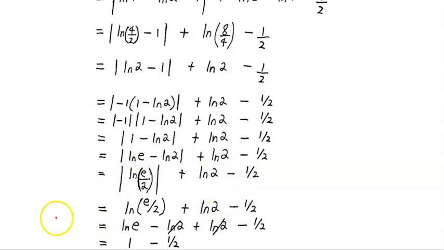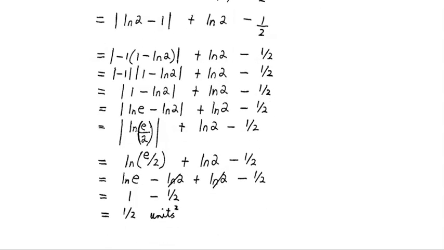Okay, again, having freed ourselves of the modulus sign, we have the natural log of e on 2 plus natural log of 2 minus a half. Well, we can again use the log laws and rewrite that as natural log of e minus the natural log of 2, but then we already have here plus the natural log of 2, so those two can cancel out, minus a half. Natural log of e is 1, minus a half gives us a half units squared.